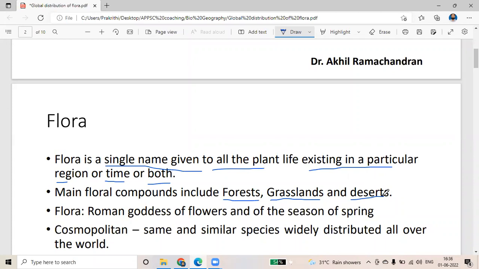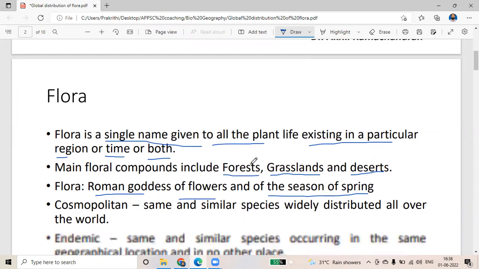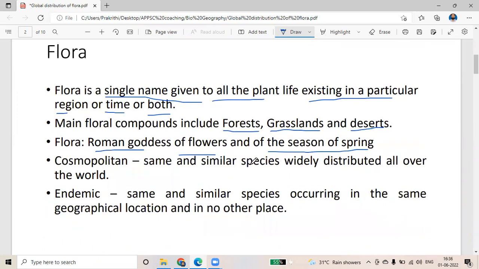The word flora comes from a Roman goddess of flowers. Sometimes it also represents the season of spring. So flora came from a Roman word. And when we talk about the distribution of animals or plants, both, there are two kinds of terms. One is cosmopolitan, another one is endemic. Same and similar species widely distributed all over the world.